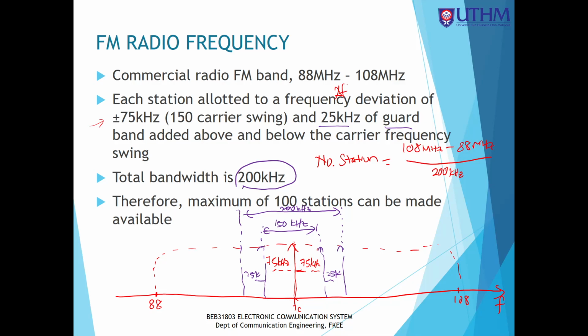One channel is 200K. So now the issue is how many radio stations we can allocate. Therefore we get 100 stations. 108 minus 88 mega is 20 mega. 20 mega divided by 200K, so we get 100 stations. We have asked this question many times in the exam, so this is like a bonus question. If you have a question you can ask, otherwise I will move to the next example.